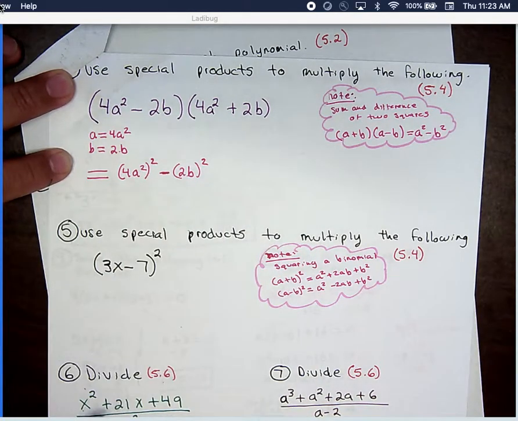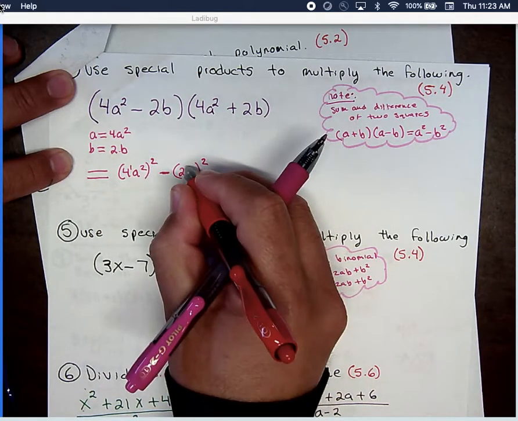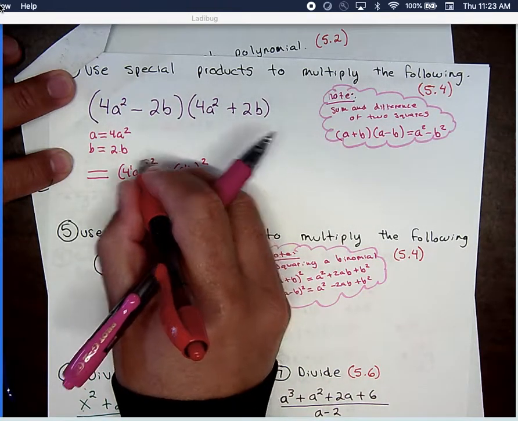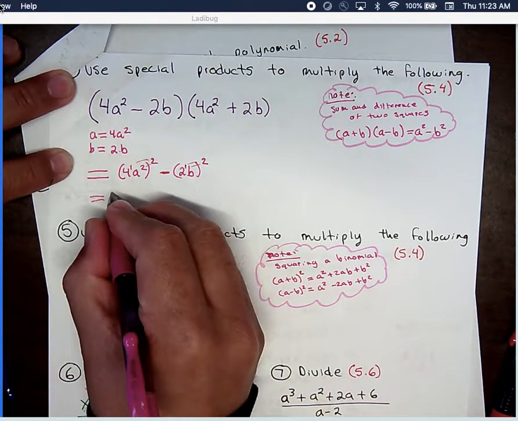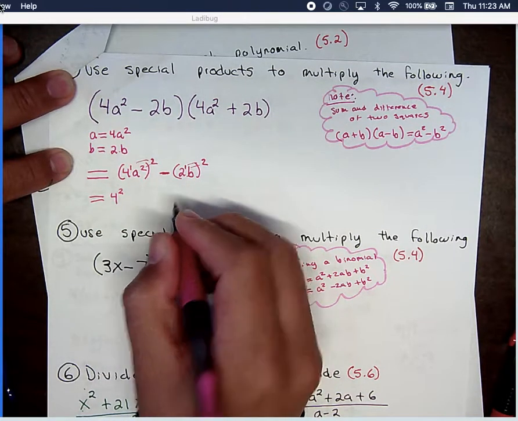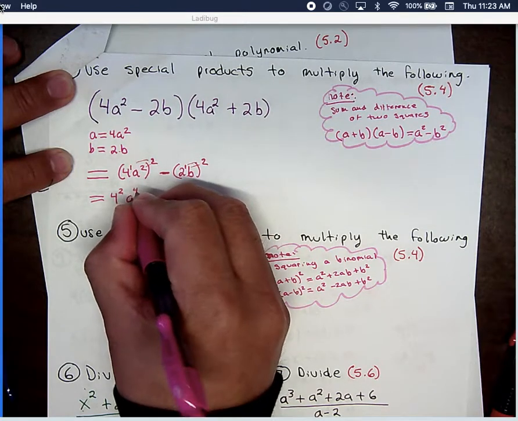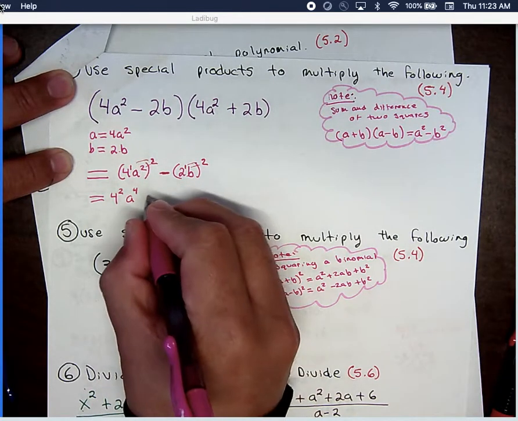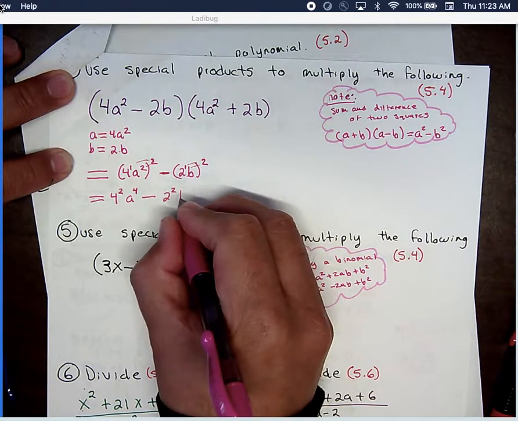And then we're going to simplify here. Remember that has a 1, that has a 1. So I'm going to distribute the power rule so that you guys see. So 4 to 1 times 2 would be 4 to the second power, or 4 squared. And 2 times 2 gives you 4, so A to the 4th. Minus, again, 2 to 1 times 2 is 2 to the second power, and then B squared.